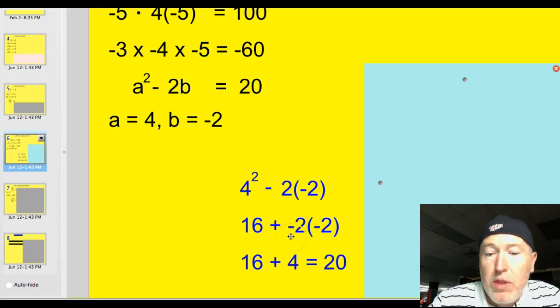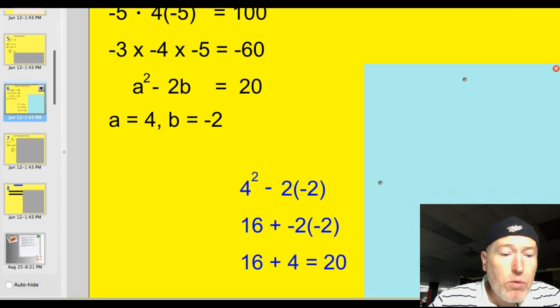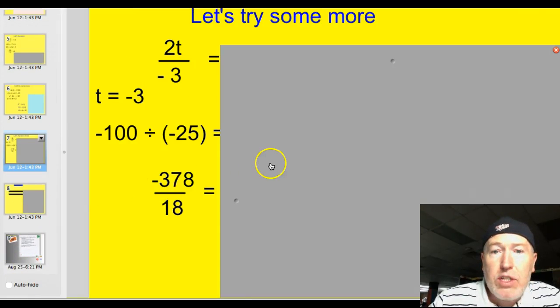It helps me to remember this. This is a negative 2. Well, negative times a negative is a positive 4. So now I have 16 plus 4, which is 20. All right, let's keep rolling. Now it's time for you to try some. Go ahead and give these a shot.